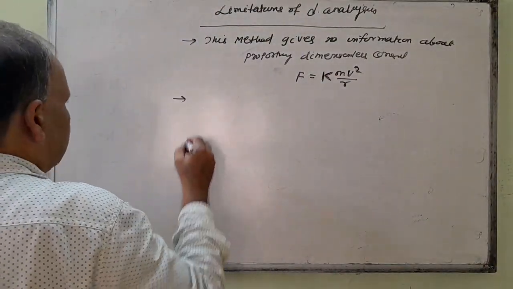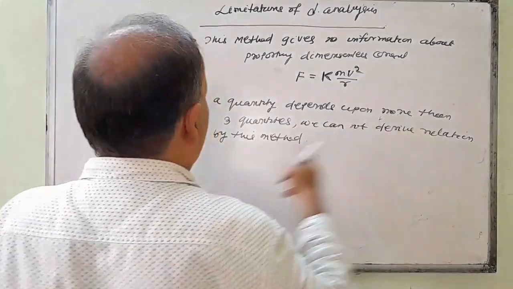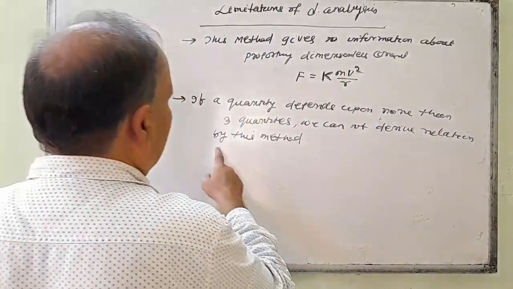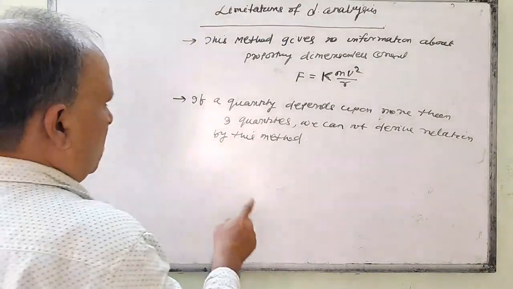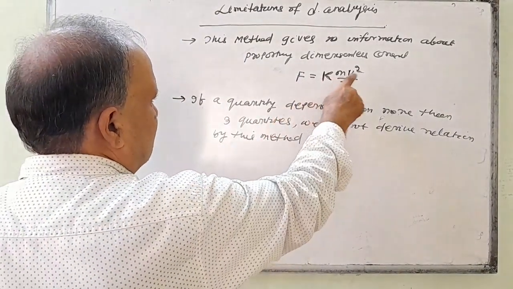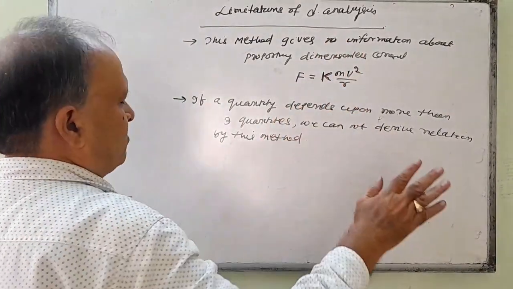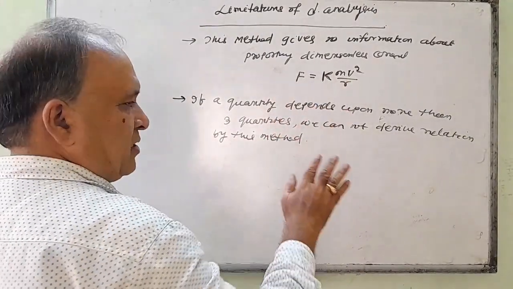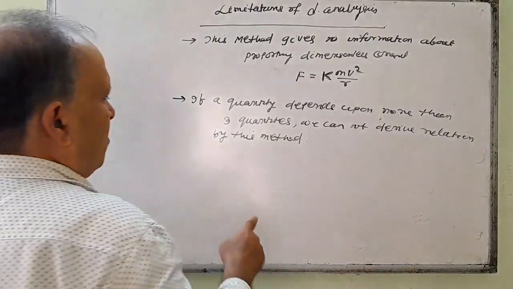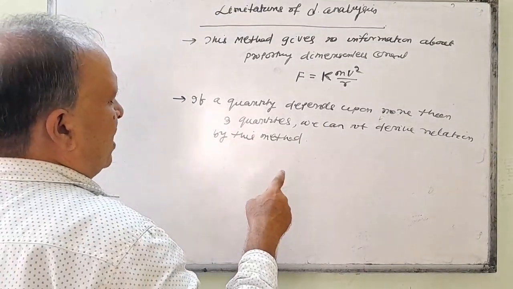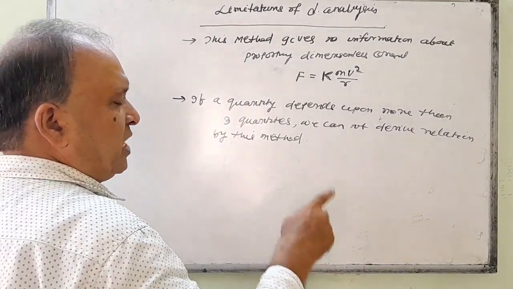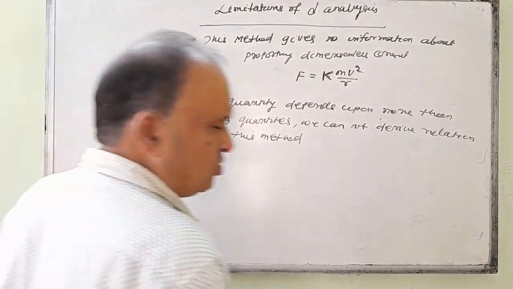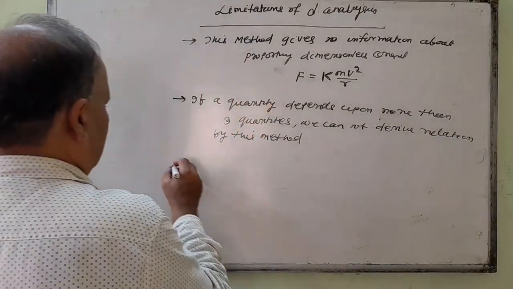Second one is, if a quantity depends upon more than 3 quantities, we cannot derive relation by this method. Suppose force depends upon mass, velocity and radius, we can derive the relation. Suppose the physical quantity depends upon 2 factors, we can derive the relation. But if a physical quantity depends upon, suppose P, Q, R, S, more than 3 factors, we cannot use this method to find the relation.